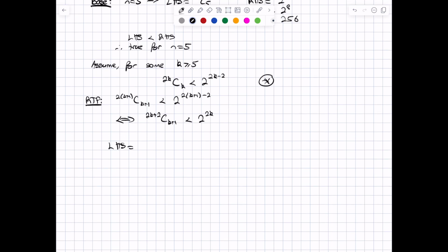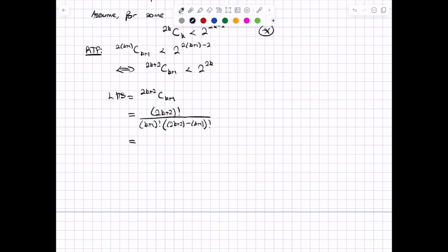Our left-hand side is (2k+2 choose k+1). I'm going to write this in its factorial definition. So this is (2k+2)! divided by (k+1)! times (2k+2−(k+1))!. Okay, let's simplify things. We have (2k+2)!, then a (k+1)!, and this second bracket here is actually also going to be (k+1)!.